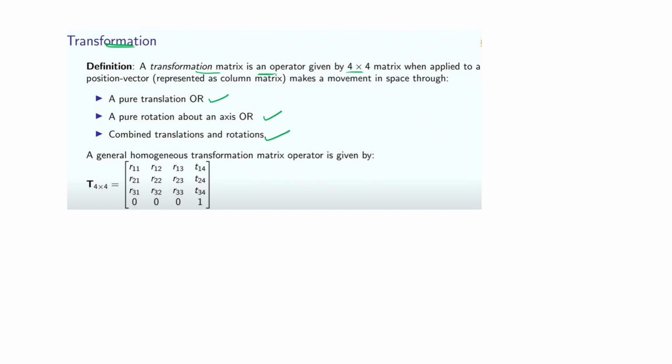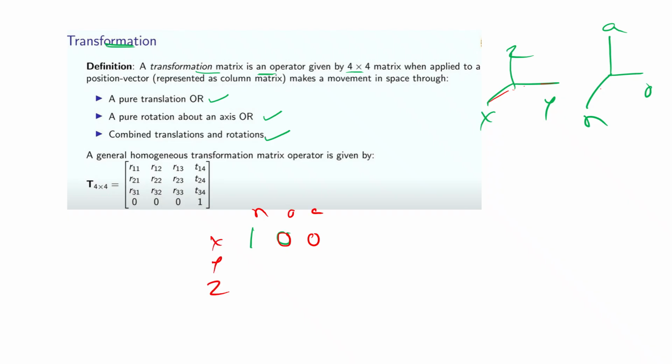For example, what do we mean by pure translation? This is my x, y, z, and this is my n, o, a. When you compare x and n, they are parallel, y and o are parallel, z and a are parallel, which means this angle is cos 0. The other angle, cos 90, is 0. That is why we get 1, 0, 0. So this one is n o a, and this one is x y z. Next you are comparing n with y.